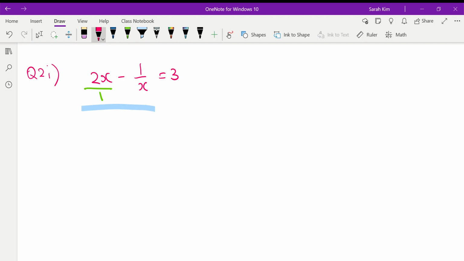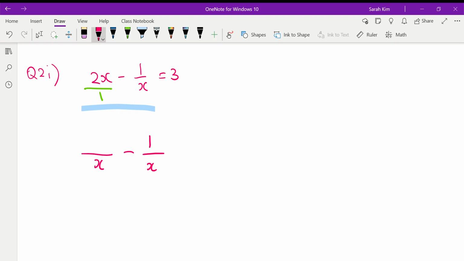So in order to do that, I need to find a common denominator between the denominators. Currently, I've got 1 as a denominator and an x. I just need to times them together, and my lowest common multiple is x. So x is what I'm aiming for with both of my fractions. The second one is already an x, so I just write it down.